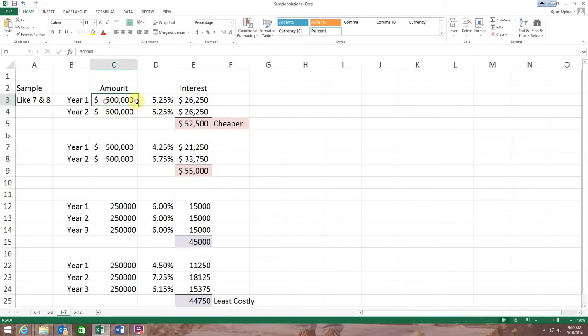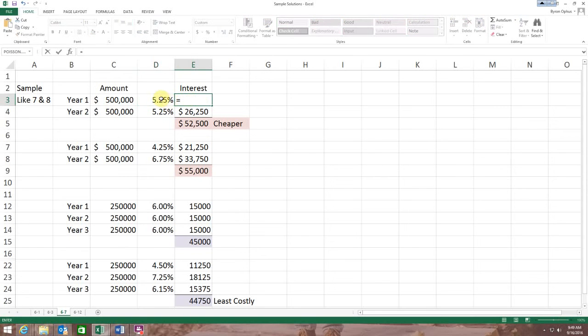So then it's just simply a matter of multiplying, right? Come here and multiply my interest rate times my amount borrowed. That gives me what my interest would be for the year. Same amount both years. Do a sum. And there we have it, right?